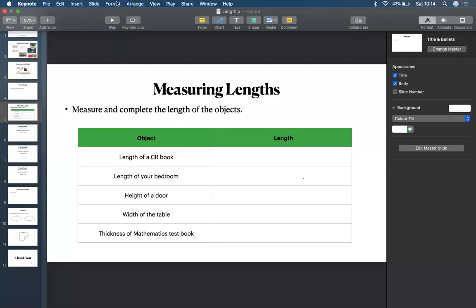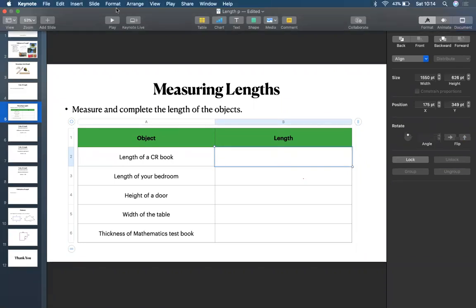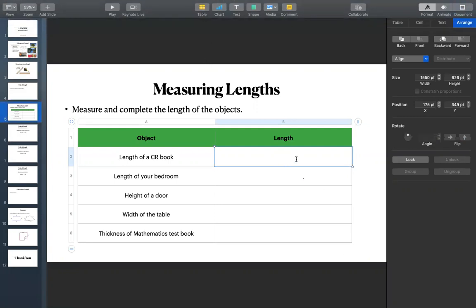So, Nikki, tell me the length of a CR book. How long is it? Nikki, are you there? 21 centimeters. Good. You got 21 centimeters.